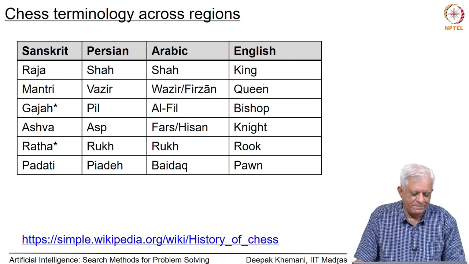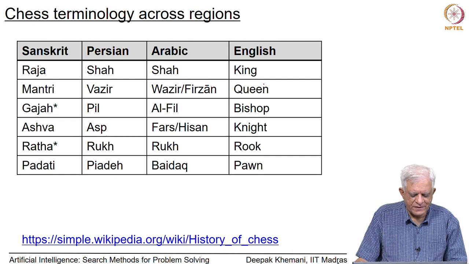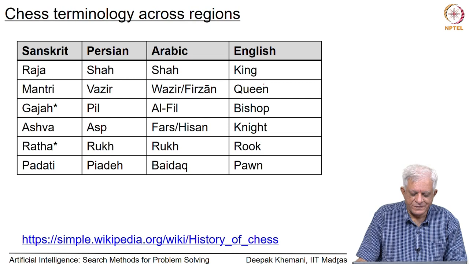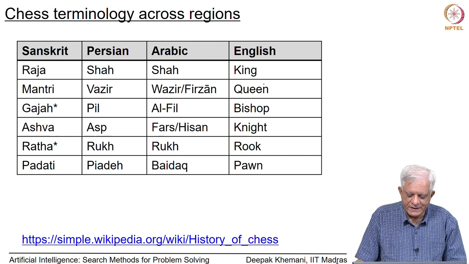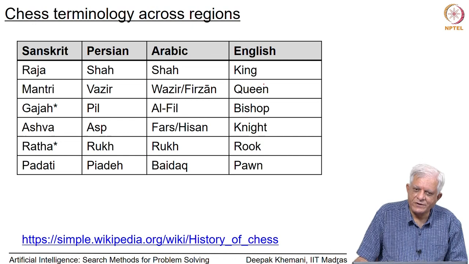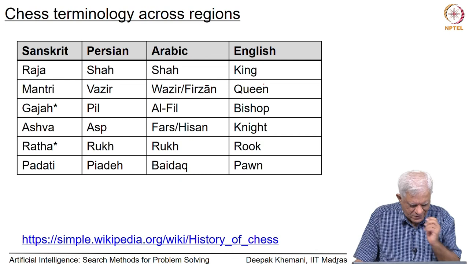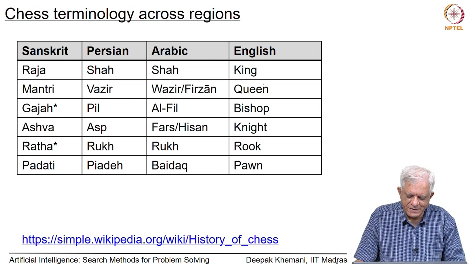Then we have this piece called Gaja, which in Persian is called Pil and in English is called Bishop. The word Ashwa, which stands for a horse, is Asp in Persian and Fars and Hisan in Arabic, and knight in Europe, because in Europe the elite warriors used to be called knights and they used to be on horseback. Then Ratha, which was called Rukh in Persian and became the Rook in English, and Padati, which in Persian is called Piada, which we also often use in Hindi nowadays, eventually became the pawn in English.